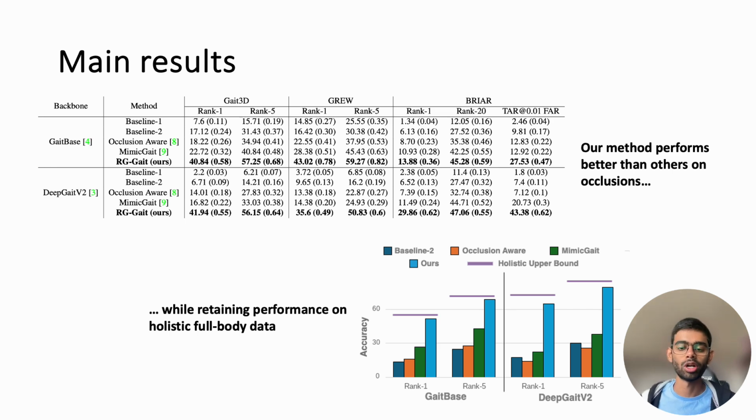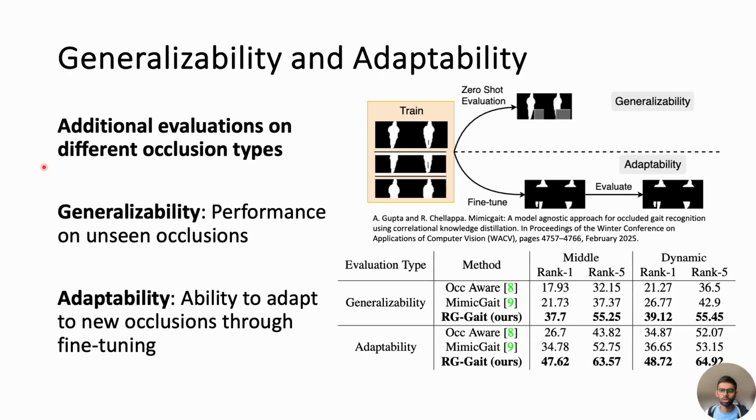It's model agnostic. We also do the generalizability and adaptability tests, which are also standard in occluded gate recognition these days. We train on one set of occlusions, and then we evaluate in a zero-shot manner, or maybe with additional fine-tuning, on different kinds of occlusions. And we observe that our method is more generalizable and adaptable to unseen occlusion types.